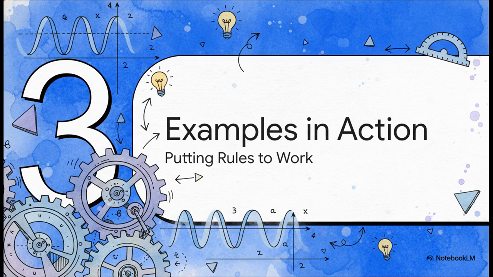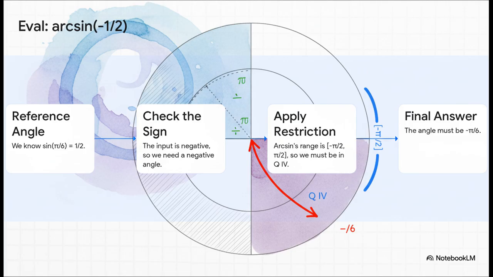All right, that's enough theory. Theory's great, but let's get our hands dirty and see how these rules actually save the day when we're solving problems. We're going to put this all into practice right now. Okay, let's try arcsine of negative 1/2. My first thought is always ignore the negative for a second. What angle gives me a sine of positive 1/2? Easy, that's pi over 6.